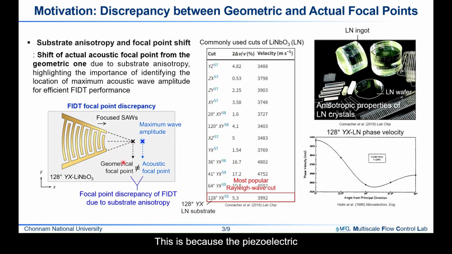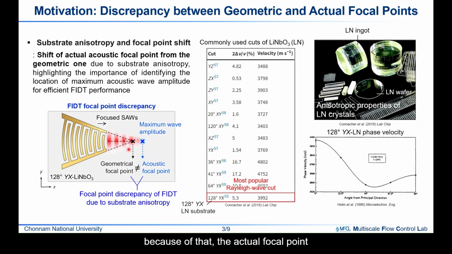This is because the piezoelectric substrate on which the electrodes are deposited is anisotropic. The material we commonly use, lithium niobate, or LN, is crystallographically anisotropic. So when we cut an LN ingot into thin wafers, the wave velocity changes depending on the cut direction. As a result, due to this anisotropy, waves propagating in different directions travel at different speeds.